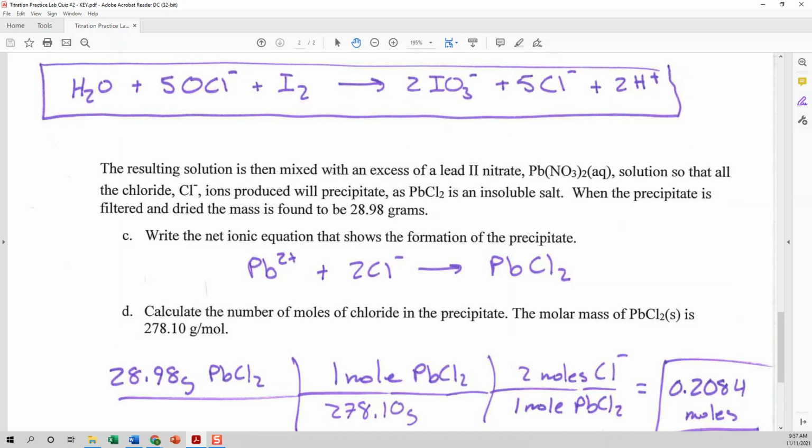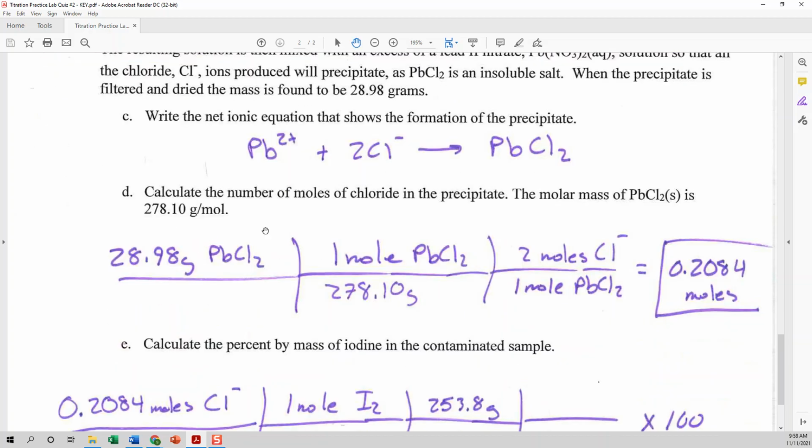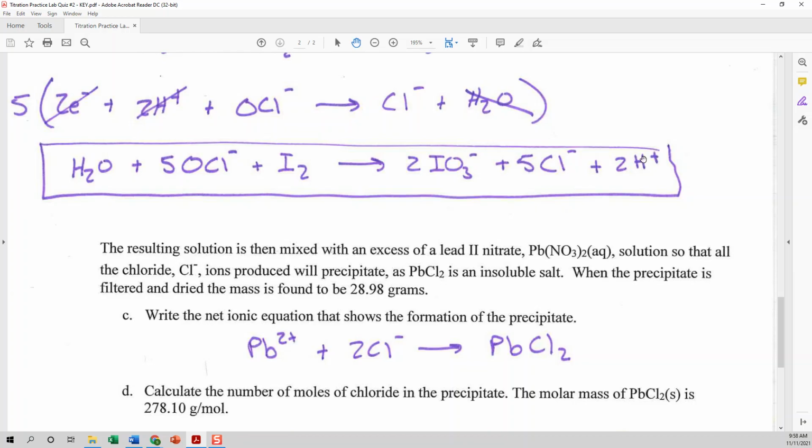So let's think of what happened. We did this reaction, and to determine how much iodine reacted, we're figuring out how much chloride was produced. If I know how many moles of chloride are produced, I can multiply by 1 over 5, and that would give me how many moles of iodine reacted. So we take the mass of the precipitate, divide by the molar mass, which was given to us, and then recognize that there are 2 moles of chloride for every 1 mole of PbCl2, since the subscript is 2. That gives us moles of chloride produced from this reaction.